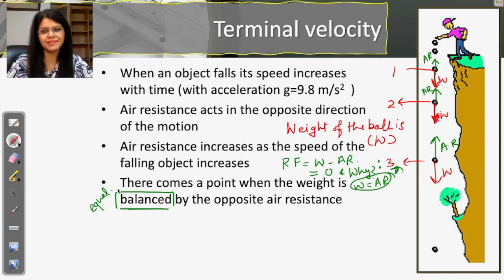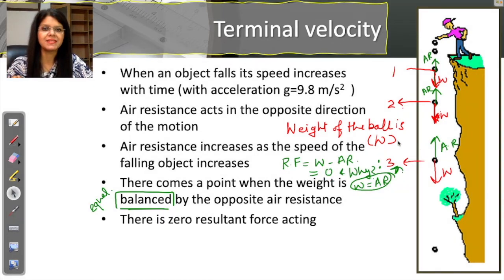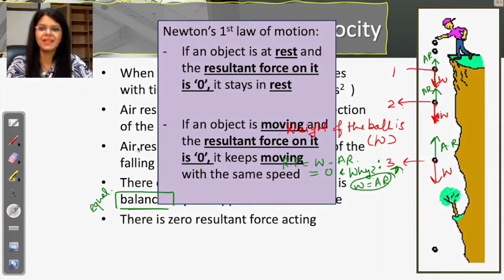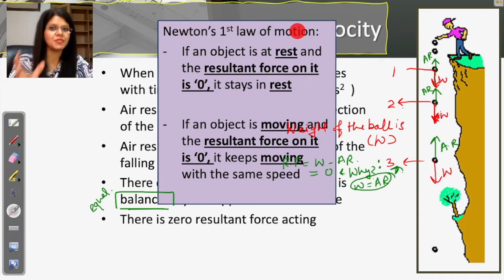What next? Is there any force acting on the falling ball at location 3? No force acting. Resultant force is 0. So what happens next? The resultant force is 0. There is a 0 resultant force acting. Now there is a new point on the screen. So what happens? Now Newton's first law of motion comes into picture.